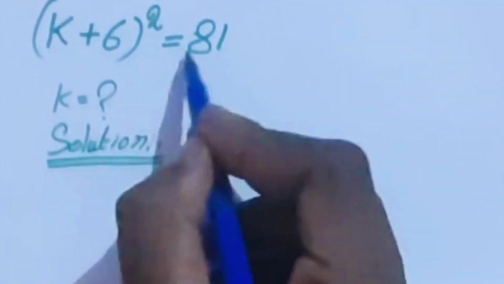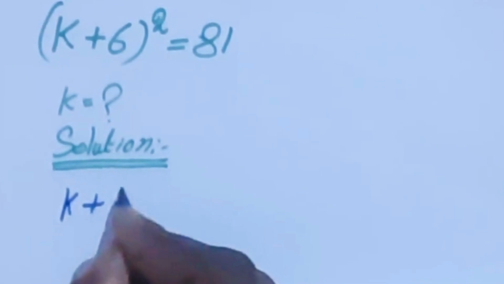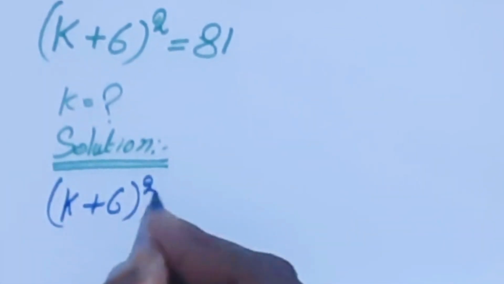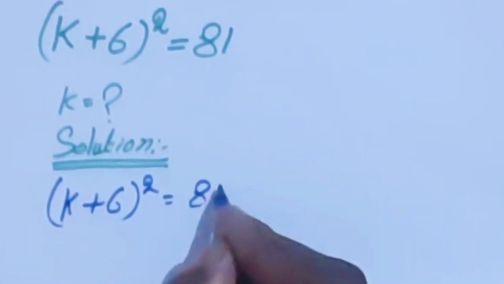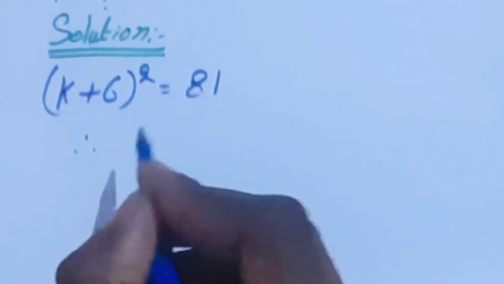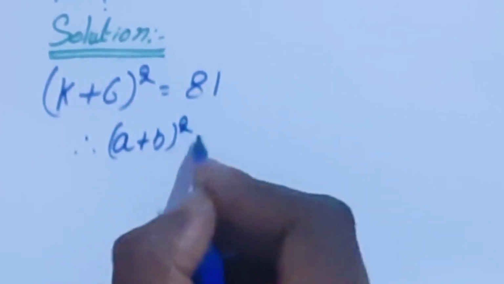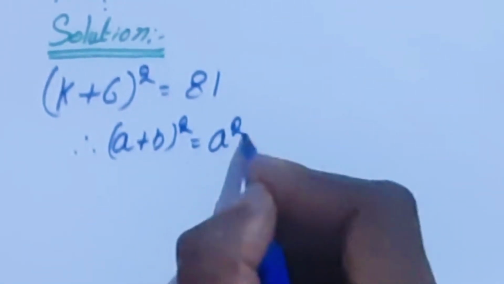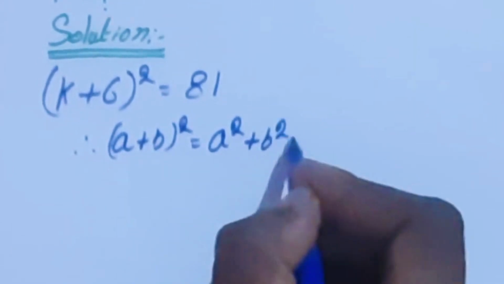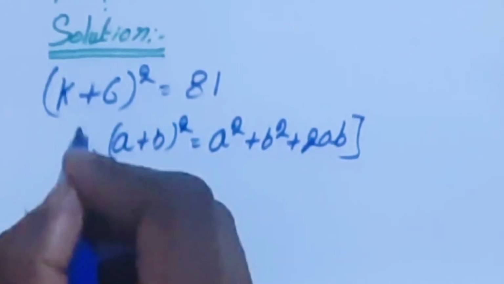Today we are going to solve this problem to find the k value. Solution: (k + 6)^2 = 81. Here we are going to apply this algebra formula: (a + b)^2 = a^2 + b^2 + 2ab. This algebra formula we are going to apply here.